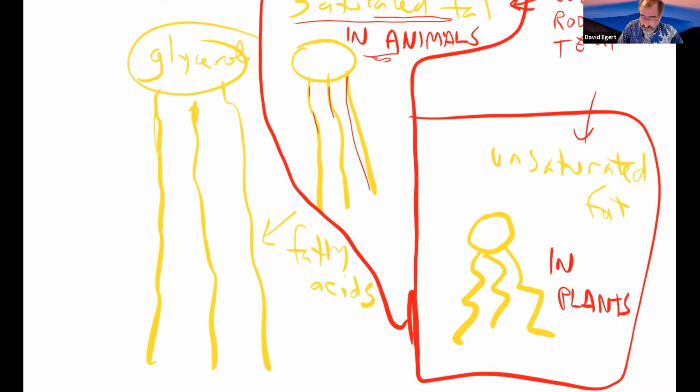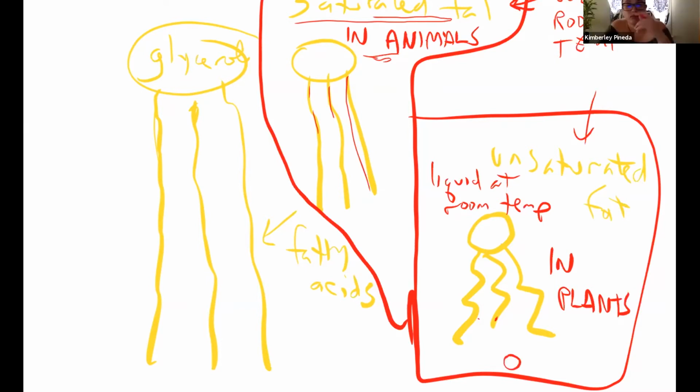Unsaturated fats, because the tails are all kind of kinked up and these don't layer on top of each other so tightly, tend to be liquid at room temperature. Now, what do we call a fat that is liquid at room temperature? Oil. So these are also called oils.